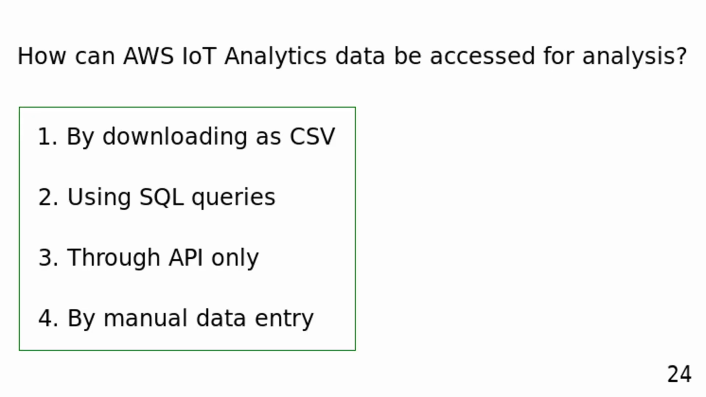How can AWS IoT Analytics data be accessed for analysis? By downloading as CSV. Using SQL queries. Through API only. By manual data entry.